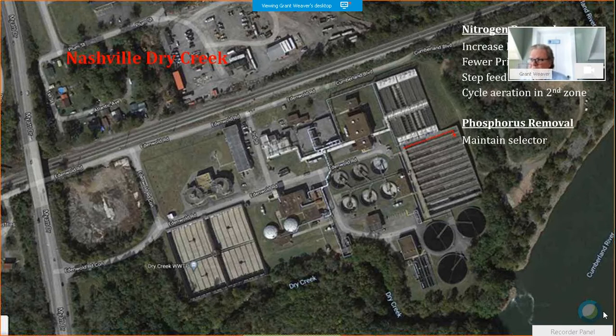So for phosphorus removal, the idea was to maintain the selector. I will tell you this, that while that BOD was being bypassed around through the step feed, there was a noticeable decline, not dramatic, but noticeable, in phosphorus removal. So once again, we've got the competition going on, competition for the BODs, competition for the VFAs, and as the denitrifiers were developing in the population in the mixed liquor, I think that was having an impact on the effectiveness of that first zone.